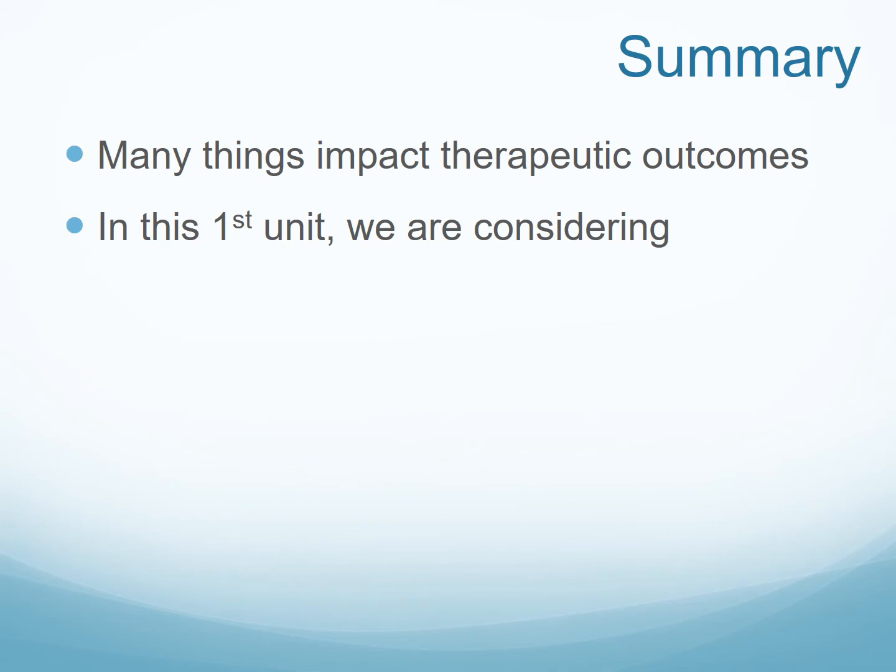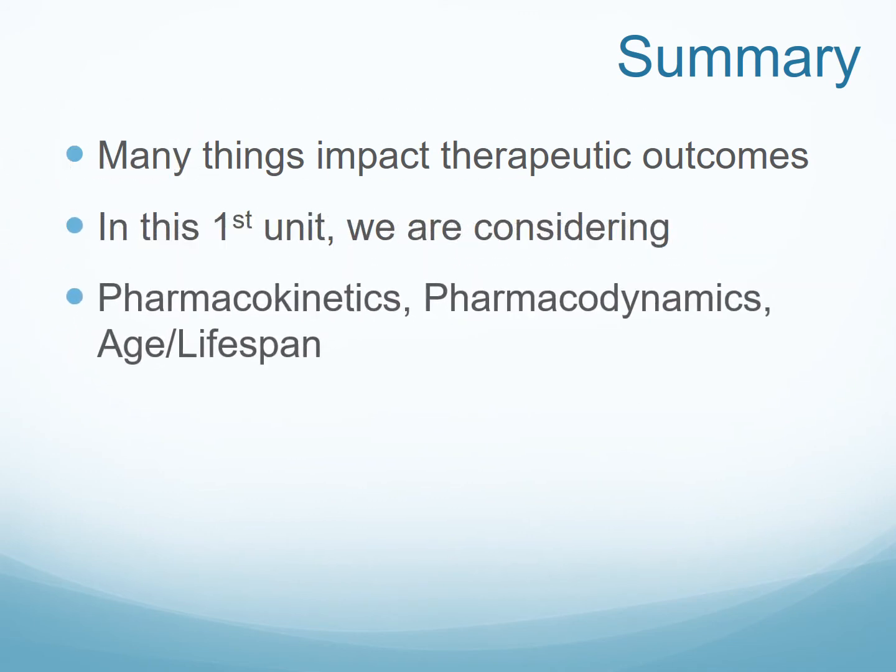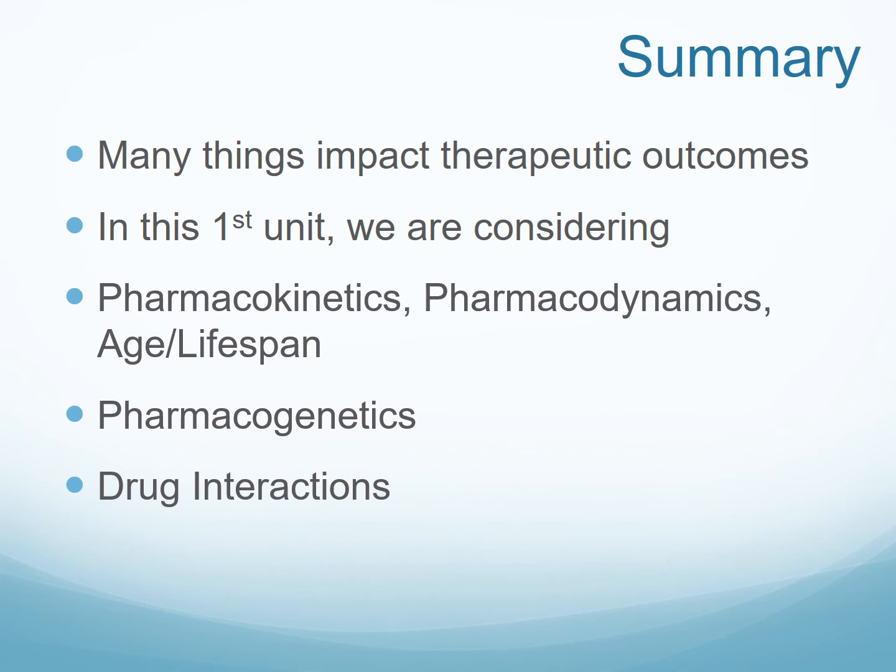So in summary, in our whole unit, there are many things that impact therapeutic outcomes. We're considering pharmacokinetics, pharmacodynamics, age, lifespan in our unit. In this presentation, we are specifically looking at pharmacogenetics, how they can affect therapeutic effects, the drug interactions that are possible, as well as the inducers, the inhibitors, and polymorphisms. So these are all important concepts.